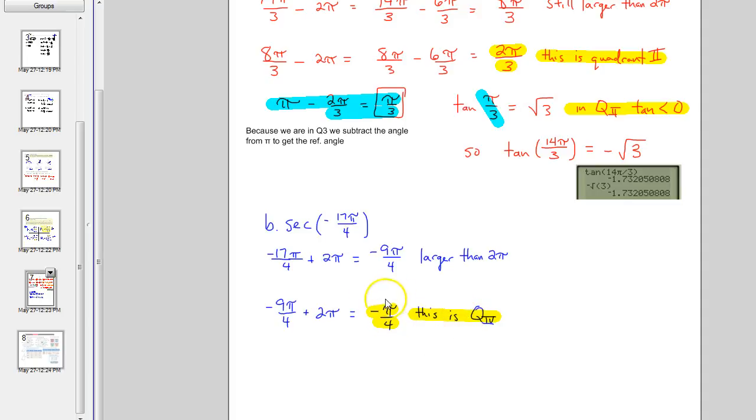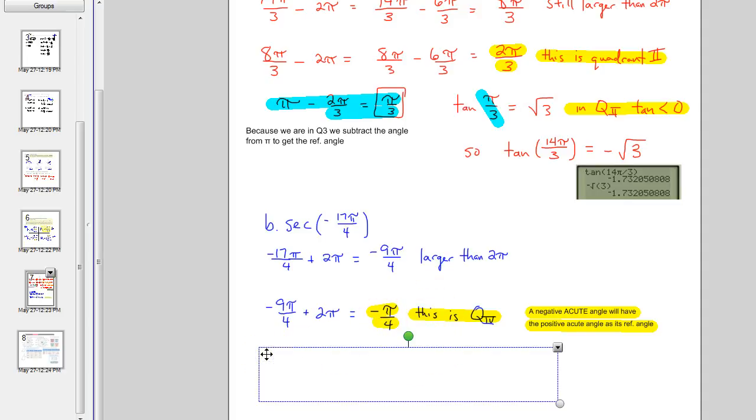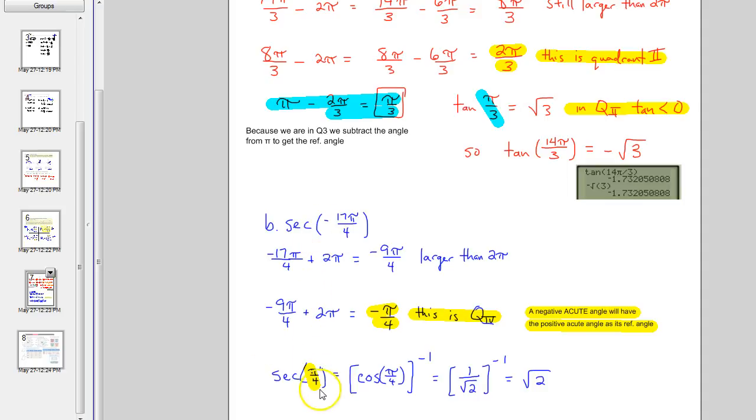All right, and remember, for negative acute angles, its reference angle is going to be the positive acute angle. So if we're down below in quadrant 4, it's the same thing as if we're above in quadrant 1, because it's a negative acute angle, so that's what we want, a positive acute angle. So we just drop the sign, and that'll be our reference angle. So our reference angle for this secant is going to be pi over 4. And remember, secant is the reciprocal of cosine of pi over 4.